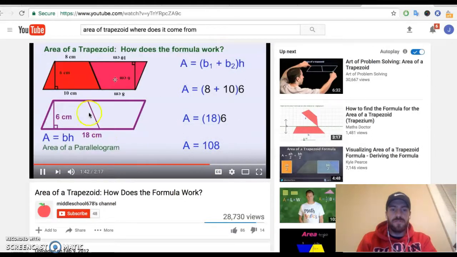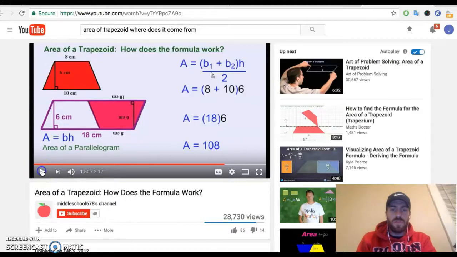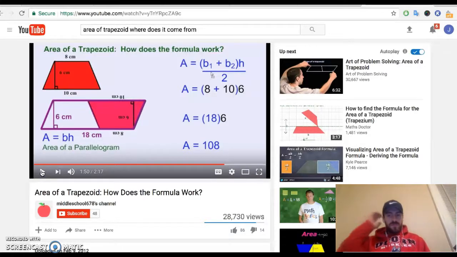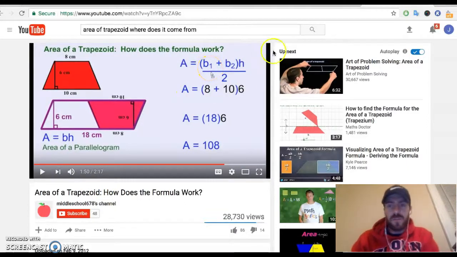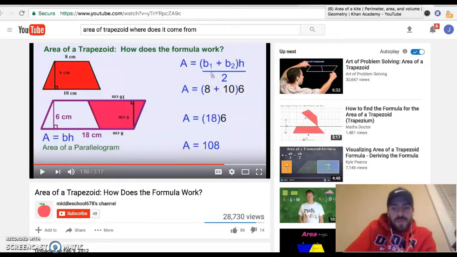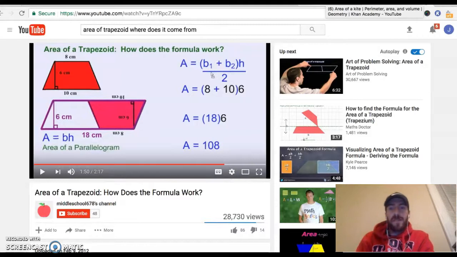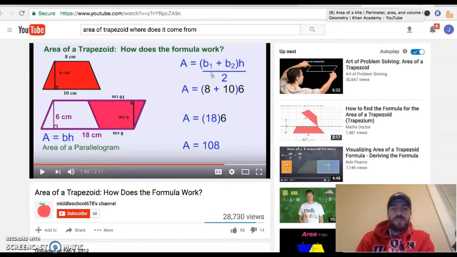Divided by 2. Look at that. Pretty interesting. So the cool thing is we just took a trapezoid, turned it into 2 trapezoids, formed a parallelogram, and then just applied the parallelogram formula and got our trapezoid formula. So again, write anything you want in that trapezoid box, whatever will help you remember that. You can always go back and find this YouTube video.